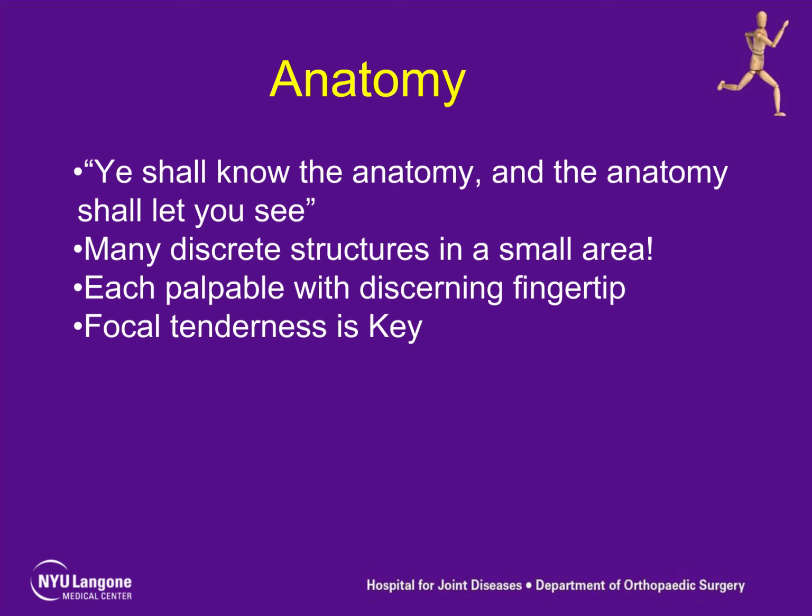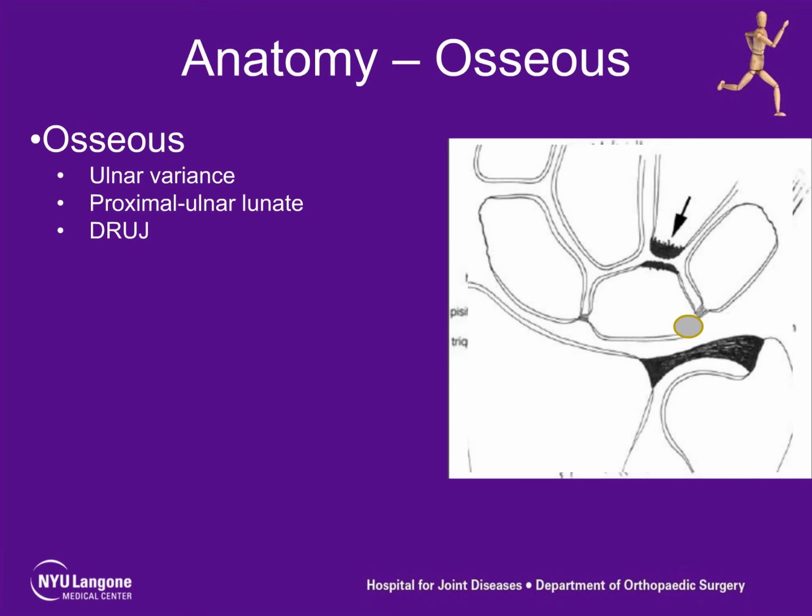So you need to make sure you know where the LT ligament is, or the TFC, and I'm going to go over some of this in the future, but the fovea, the DRUJ, the ECU tendon, the FCU tendon, all these things are so closely packed that you have to be careful about where you're palpating. So a couple basic osseous structures that we should all know about.